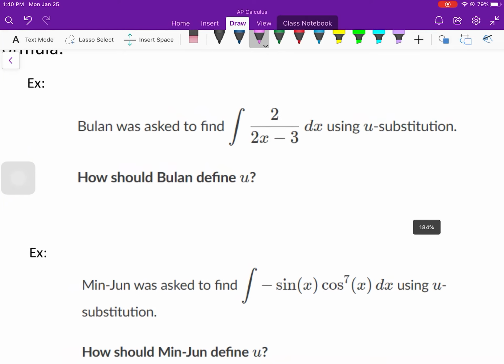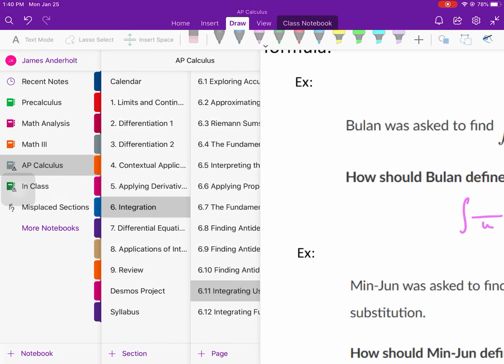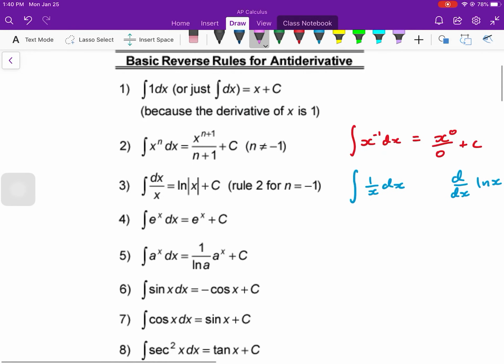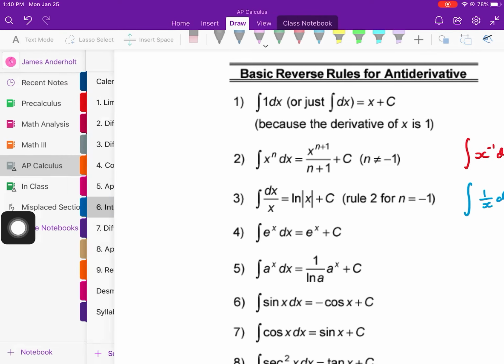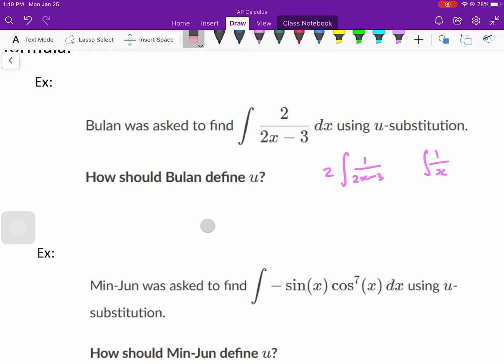On this one, that 2 can come out to the front, and we can have 1 over 2x minus 3. The problem is we need it to be 1 over x. So what if we were to make 2x minus 3 our u? Then our antiderivative would have just a u on the bottom, which we know would end up being natural log. If you find that back on that one list here, 1 over x, we could do 1 over x. That's fine. So I'm going to set u in this one to be the 2x minus 3.